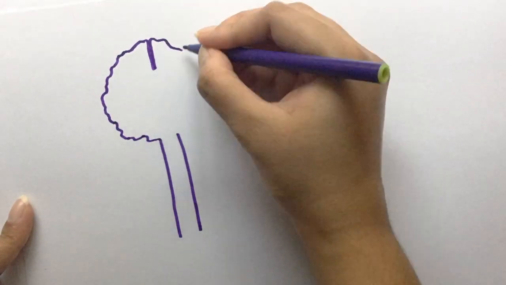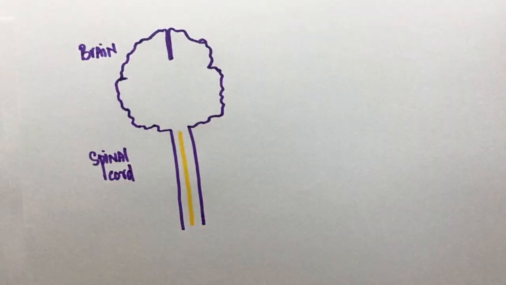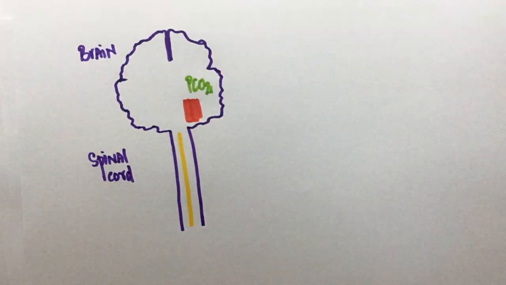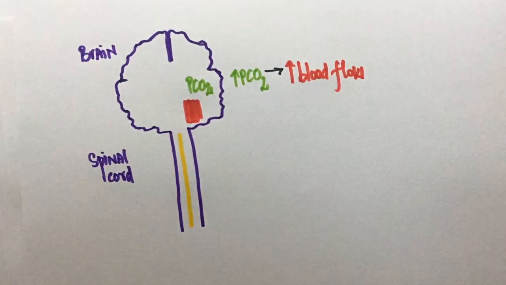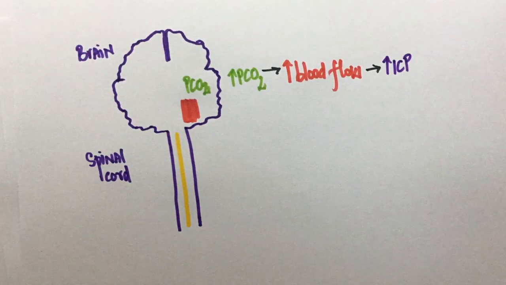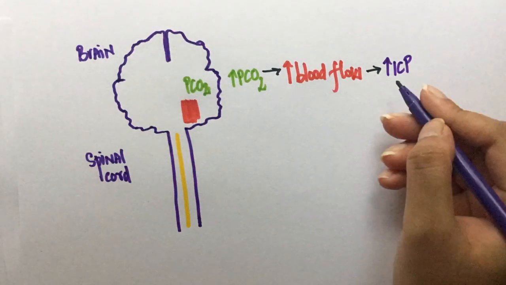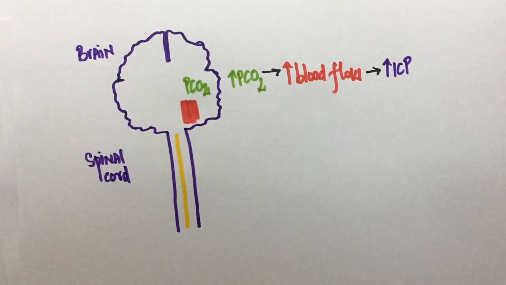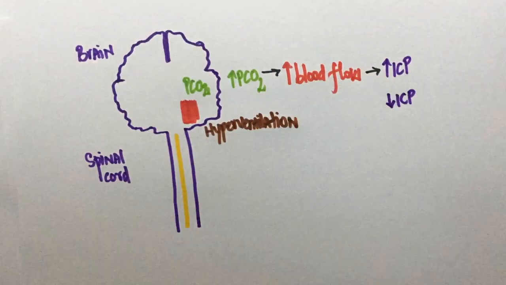This is the brain and this is the spinal cord. Whenever there is an increase in PCO2 here, the body gets a signal that there isn't enough blood flow to the brain. So, it responds by vasodilation to increase the blood flow to the brain. An increase in blood flow here results in an increased intracranial pressure. So, if we want to decrease the intracranial pressure, we can achieve it by decreasing the blood flow to the brain. This is done by hyperventilation.